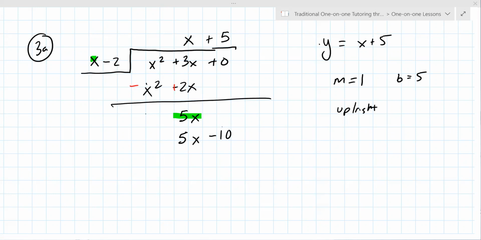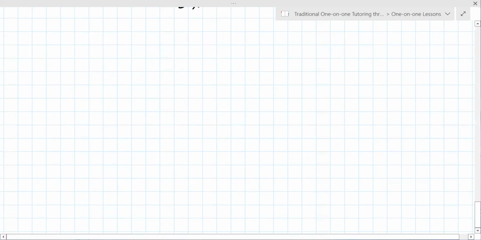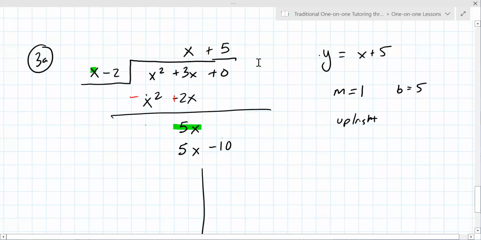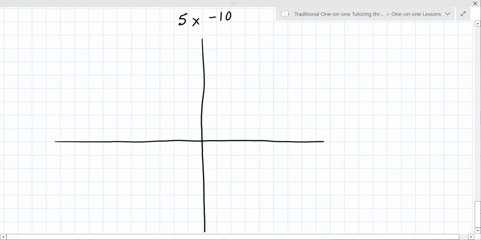All right, so let's talk about the graph of this. I guess that's also part of this. So x plus 5 was our equation here. That means you've got to go up 5 and get your slope there, so you can get that dashed line in like that.